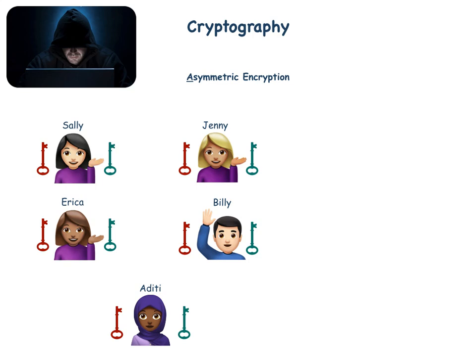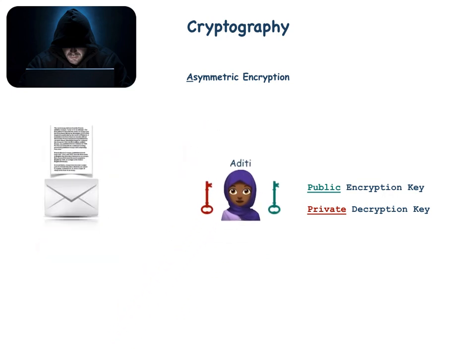The way asymmetric encryption works is that each student will have 2 keys and 2 keys only. They'll have one public encryption key that everybody will be allowed to know, hence why it's public, and one private decryption key that only they will know, hence why it's private. And here's how it would work.